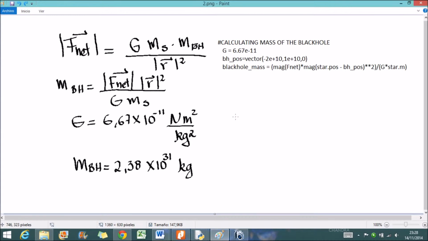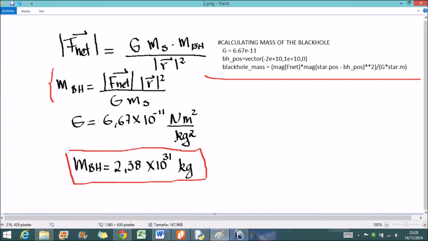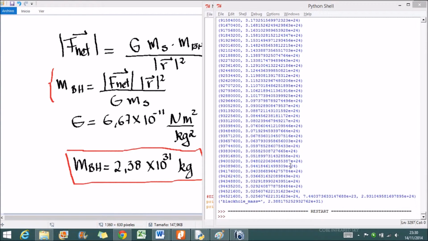To calculate the mass of the black hole, we need to insert this line in the Python code. Remember that the net force is equal to the gravitational force. Using this formula, we can find the mass of the black hole. This is the mass of the black hole that I found. Also, in the simulation data, we can observe the mass of the black hole.